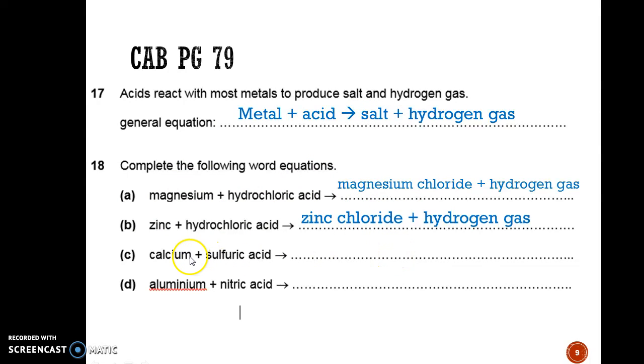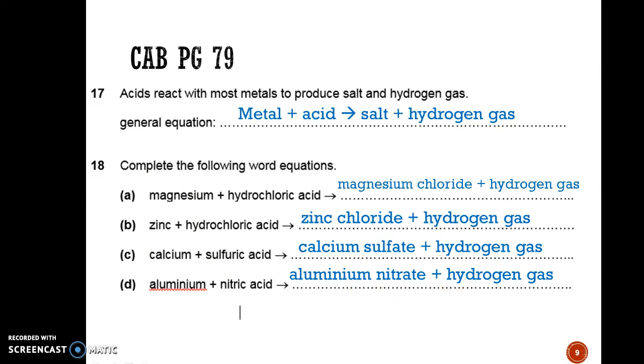Okay, now we look at the second reaction, calcium plus sulfuric acid. Calcium will give you the metal part, and then sulfuric acid, the name, not calcium sulfate, it's calcium sulfate plus hydrogen gas. Last but not least, aluminium plus nitric acid will give you aluminium nitrate plus hydrogen gas. So take some time to look through. Try to understand. I'll give you another 10 seconds to do corrections if you made any mistake.